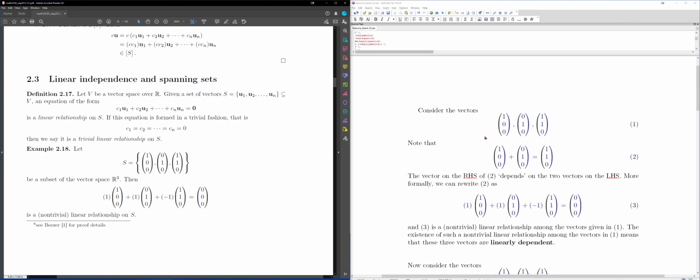Okay, and going back to this example here, if I have these 3 vectors and I form this linear relationship, notice that the scalars are not all equal to 0, so this is not trivial. This is a non-trivial linear relationship among your vectors.